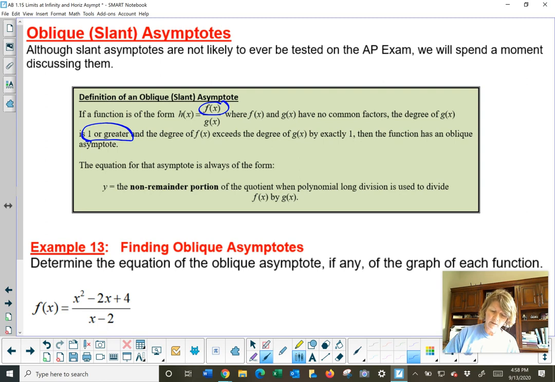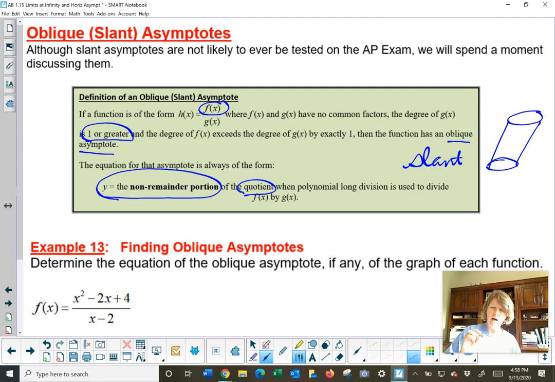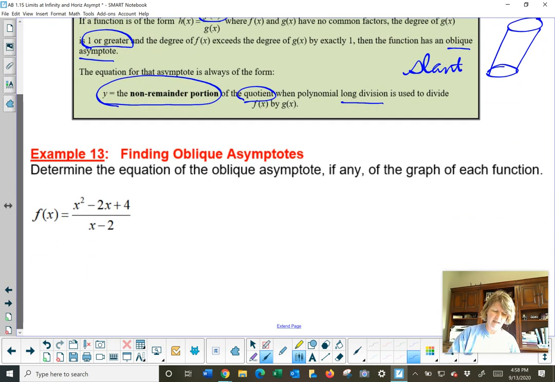Just have to read it carefully. Then the function has an oblique asymptote. Oblique meaning slant. Kind of like an oblique cylinder. Looks like that. It's got a lean to it. The equation for the asymptote always comes in the form of y equals the non-remainder portion of the quotient when long division is used to divide f of x, the numerator, by g of x, the denominator.